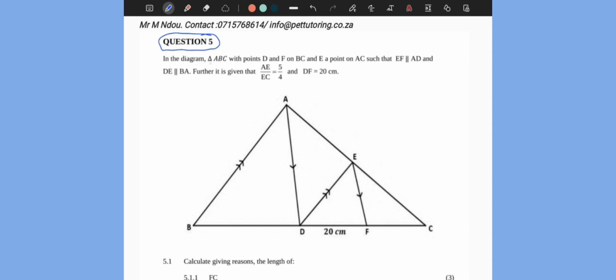In the diagram, the triangle is ABC with points D and F on BC and E on AC, such that EF is parallel to AD, and DE is also parallel to BA. Further, it is given that the ratio of AE divided by EC is equal to 5/4, and the length of DF is given as 20 centimeters. You can see it on our diagram here, right?